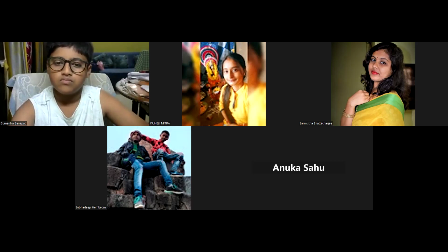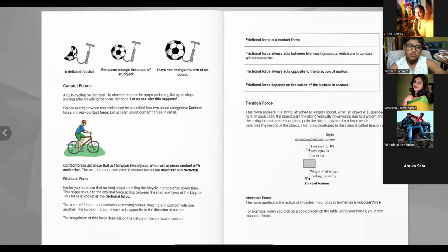Can everyone see the screen? Yes, ma'am. Yes, miss. Okay. Now, read the properties of frictional force. Anuka, read the properties of the frictional force. The 4 properties.